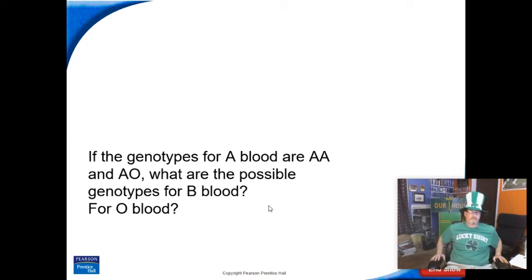If the genotypes for A blood are big A, big A and big A, big O, what are the possible genotypes for B blood? For O blood? Take a look at number 10 if you're not sure. Okay, possible genotypes for B are big B, big B or big B, big O. O blood is going to be homozygous recessive, O, O.